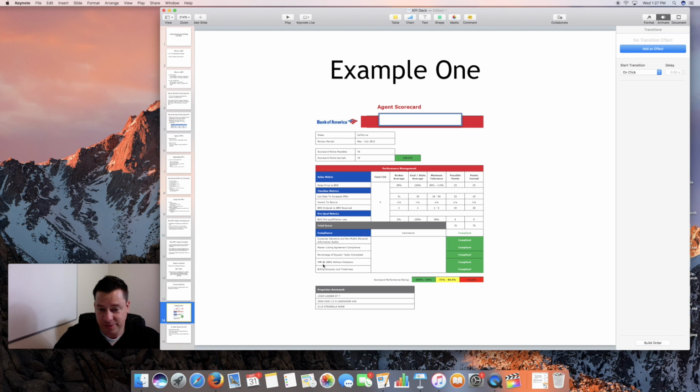I don't know what that VPR is because I haven't worked with Bank of America. Percentage of equator tasks completed. And it's not saying the timelines. It's not saying anything like that. It's just saying whatever they consider as compliant. That's a frustrating part of this scorecard.